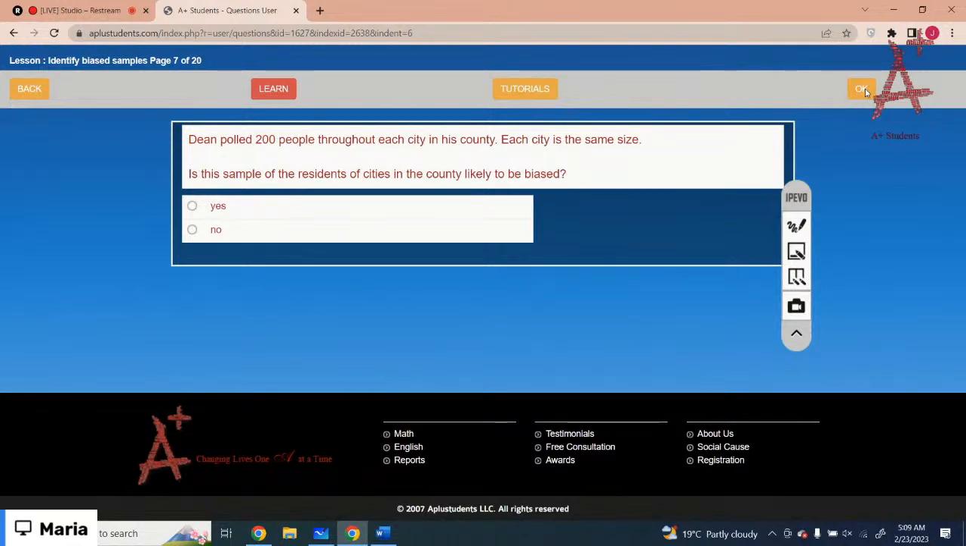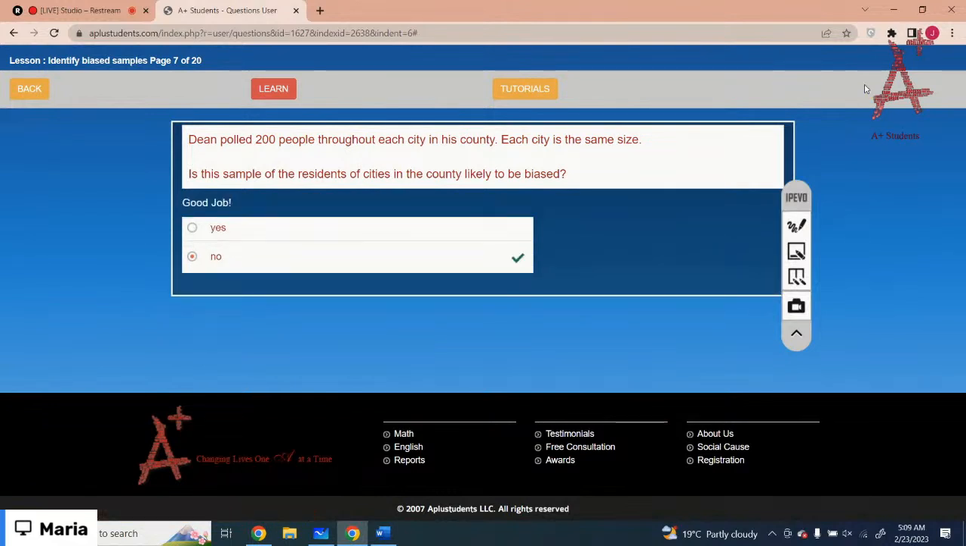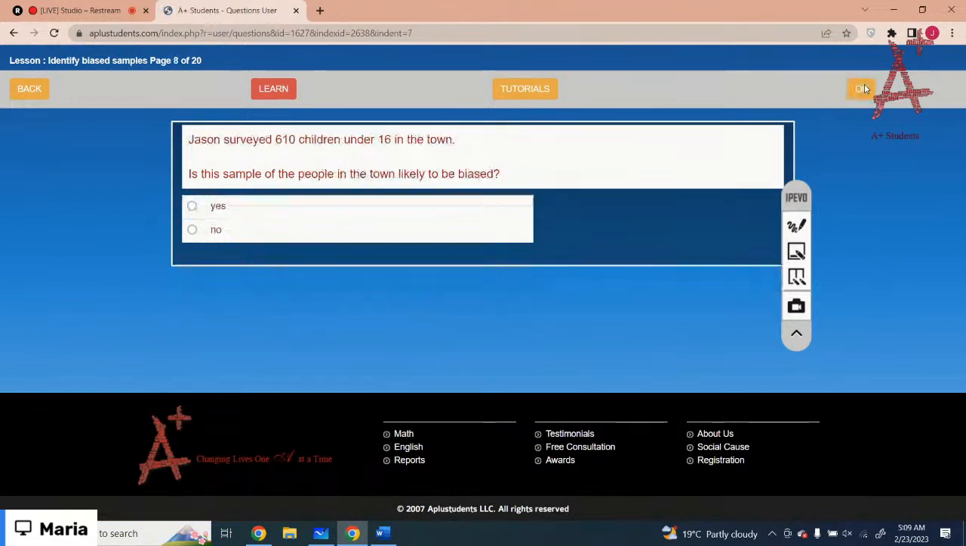Dean polled 200 people throughout each city in the country. Each city is the same size. So which is the correct option? No, that is not biased. Got it? Because the 200 people he selected are not based on a specific criteria.